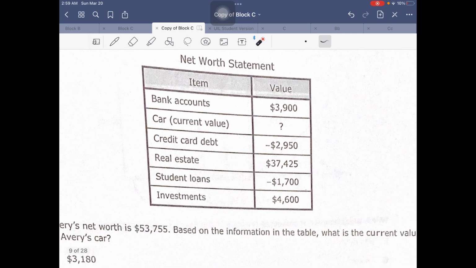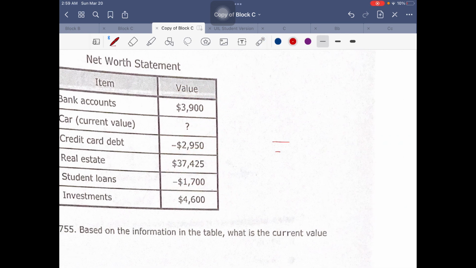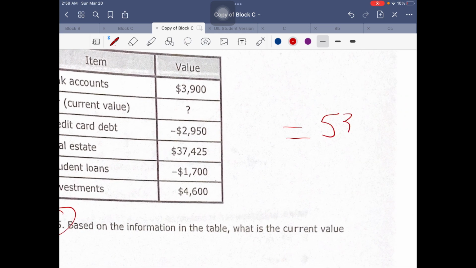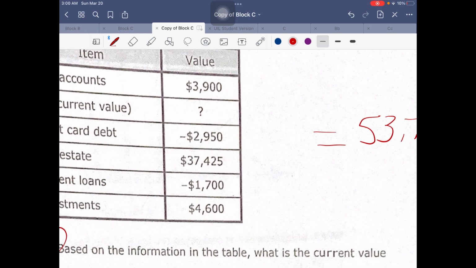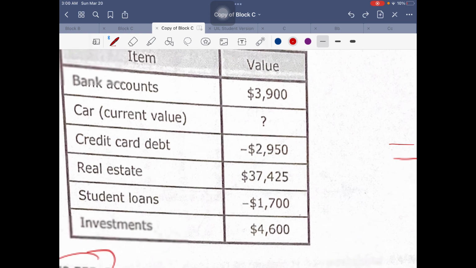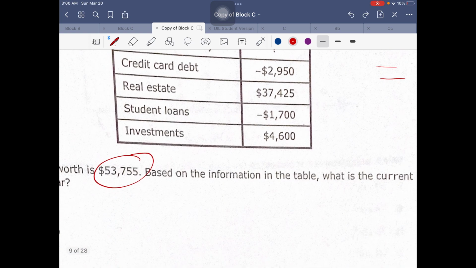Now, first things first, we have to see how much this adds up to, because in total, she has $53,755. That's how much she has in total. But we're going to see if this does add up to $53,755. And it shouldn't, because there's a missing value. Whatever we get, we're going to be able to find our missing value with that.